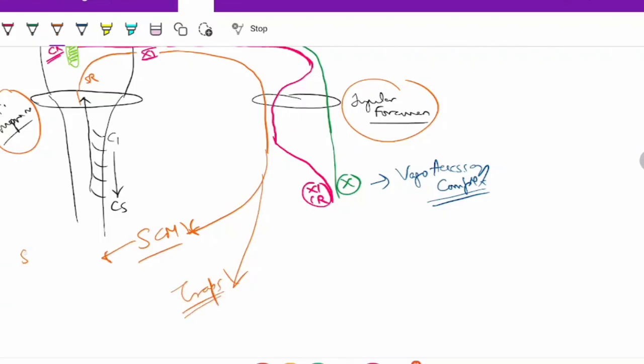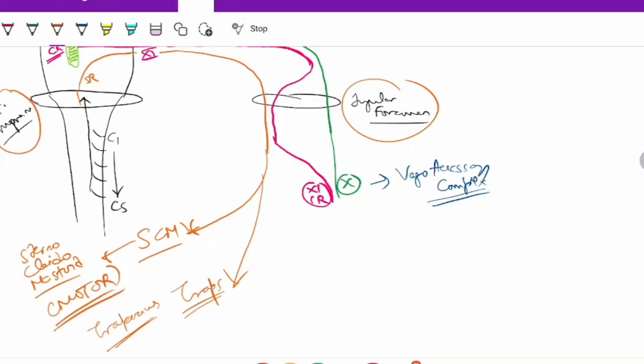SCM stands for sternocleidomastoid and traps stands for trapezius. And what is this supply? This is a motor supply. So the motor supply to the sternocleidomastoid and trapezius is coming from the spinal root of the accessory nerve, which is originating from C1 to C5.